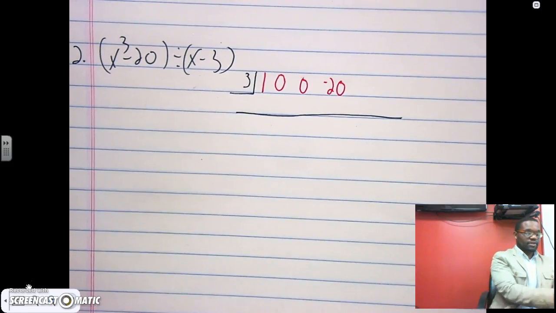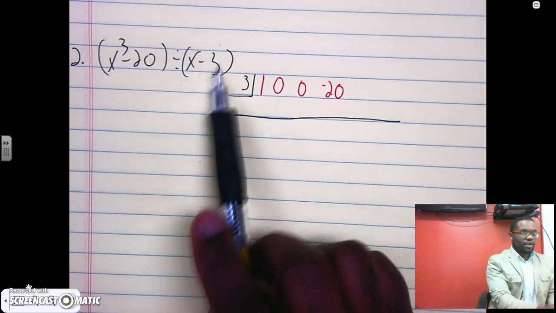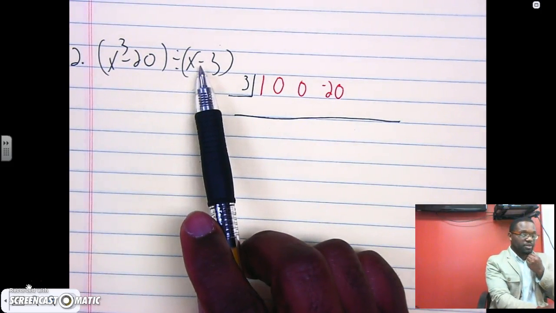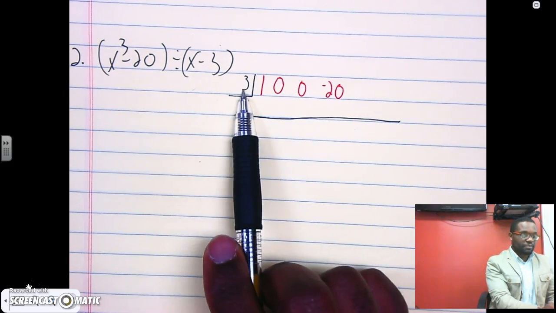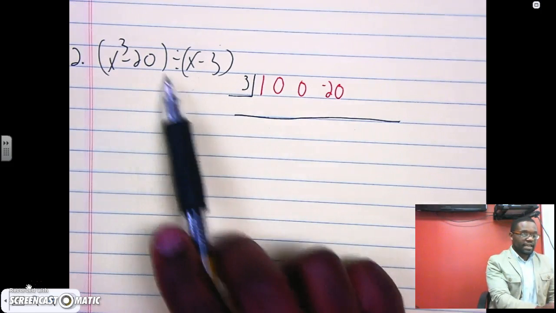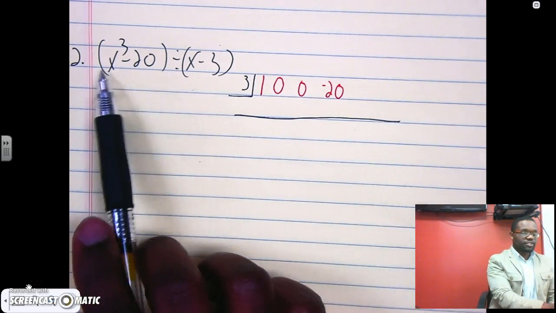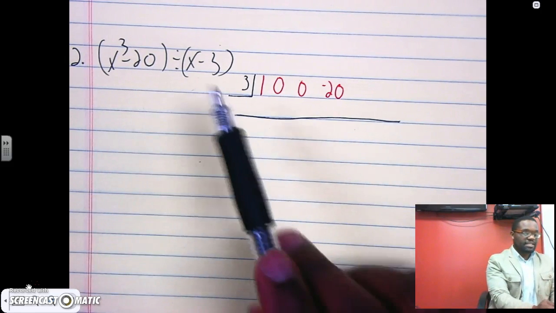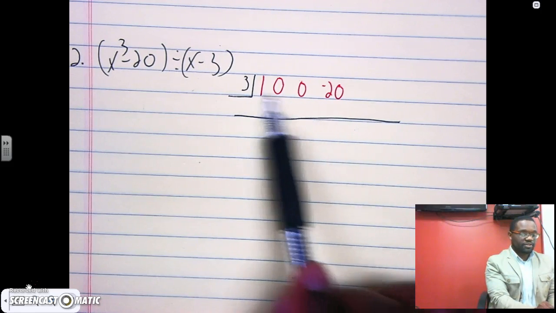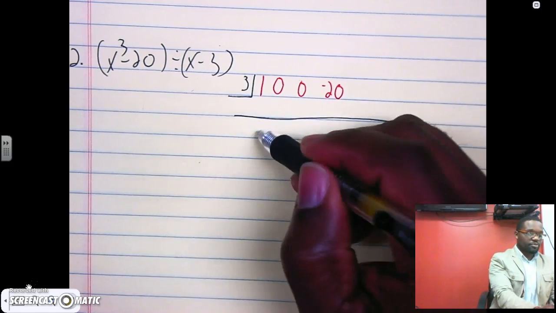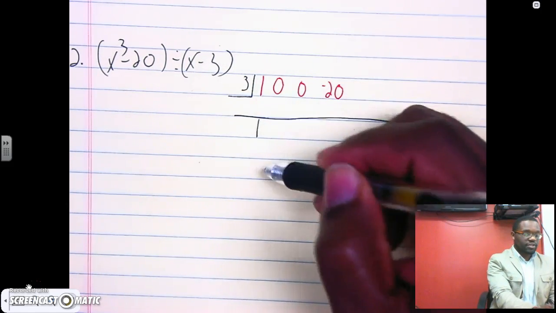Alright, so again, if it's written as a polynomial, x plus or minus something, you just change the sign and put it in the box there. And you write next to it all the coefficients of your dividend. I'm missing the x squared and the x to the first power, so that's why I write it like this. Bring your 1 down, or your first number down.